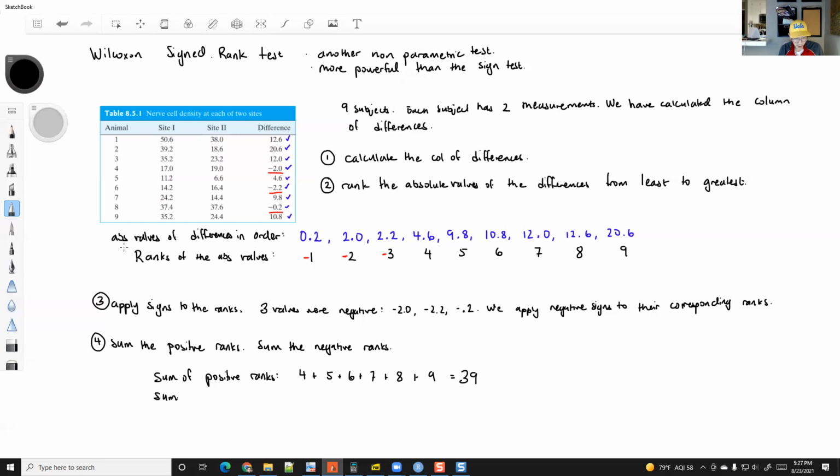And then the sum of the negative ranks is basically 1 and 2 and 3, 6, or negative 6. So those are my positive ranks sum and my negative ranks sum. And we're going to use the larger sum. The test statistic is the larger sum, and we'll look that up in the signed rank table.